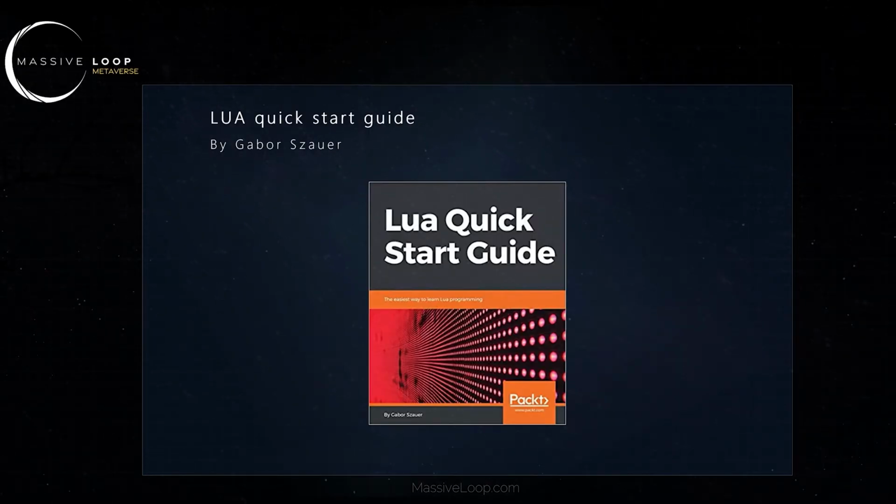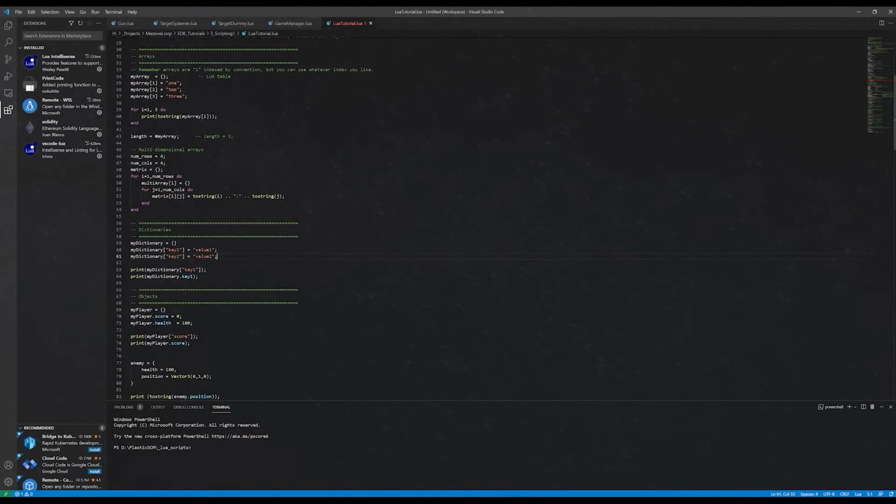If you're new to Lua and looking for a good reference on it, I highly recommend the book Lua Quick Start Guide by Gabor Sawyer. It covers Lua in depth, and you can easily read it in a single afternoon. Or if you want a quicker overview, you should consider watching our supplemental video called C# to Massive Loop Lua. This is a 10-minute tutorial meant to give Unity C# developers a very quick understanding of Massive Loop Lua syntax.